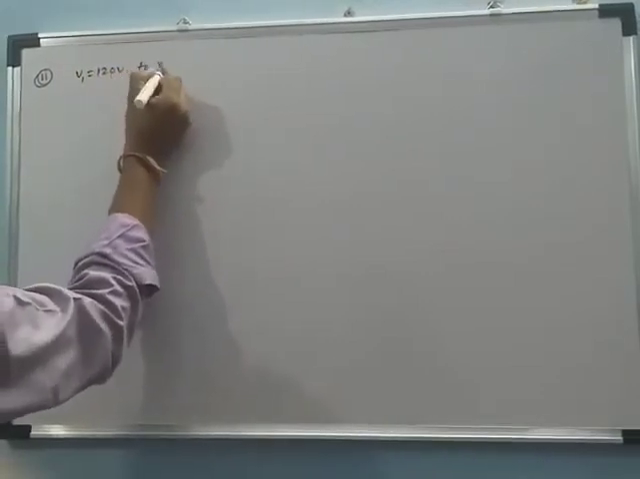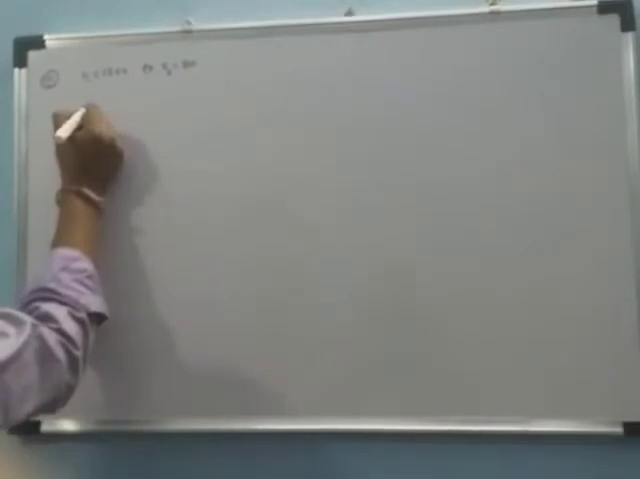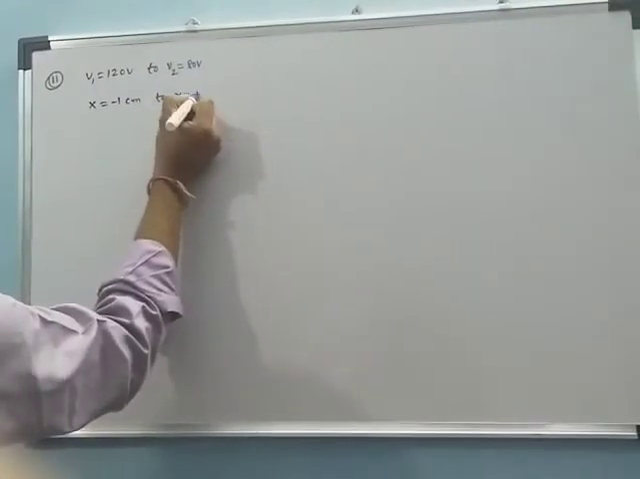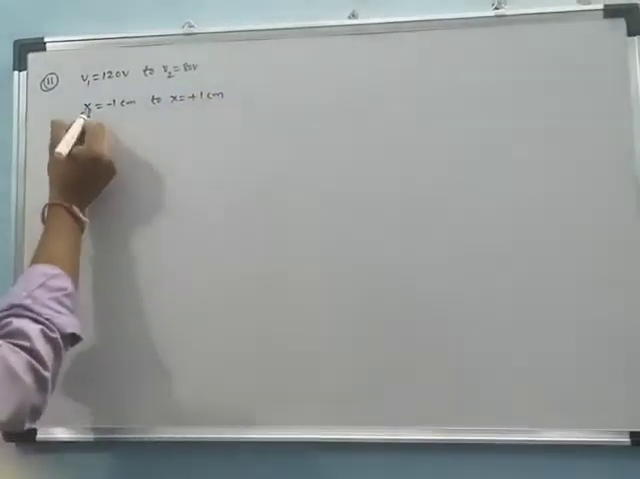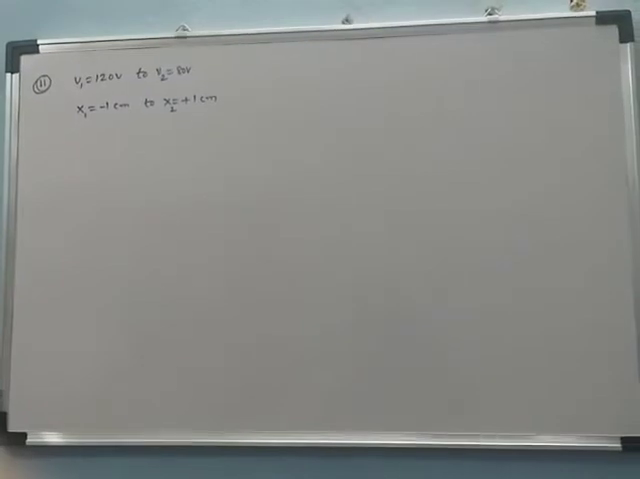So next, question number 11. The electric potential decreases uniformly from 120 volts to 80 volts as it moves along the x-axis from x equal to minus 1 centimeter to x equal to plus 1 centimeter. This is the x1 position, and this is the x2 position. Then find out its electric field.